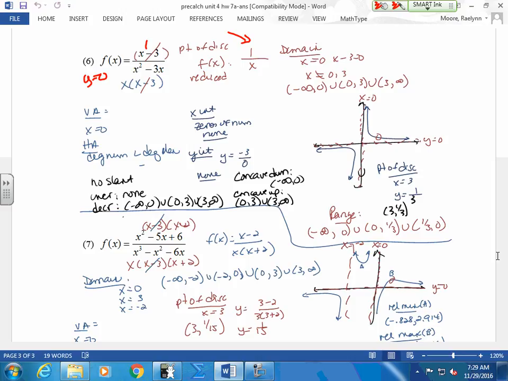Somewhere it got cut off also. It was right over here. So y equals 0 is your horizontal. You have no slant. You have the point of discontinuity, the one that you factored out.